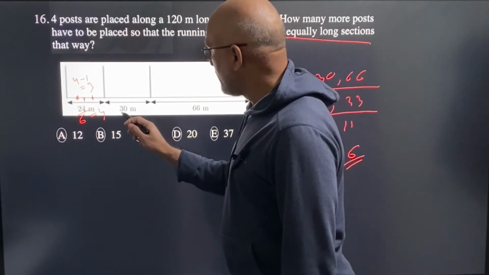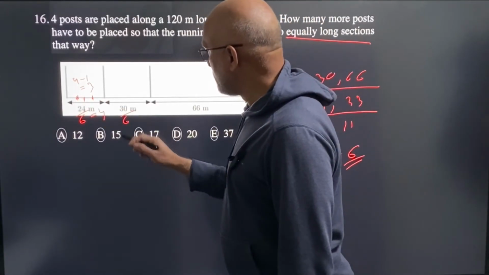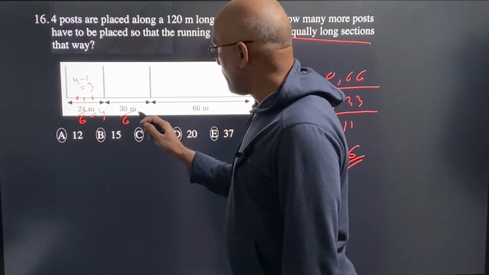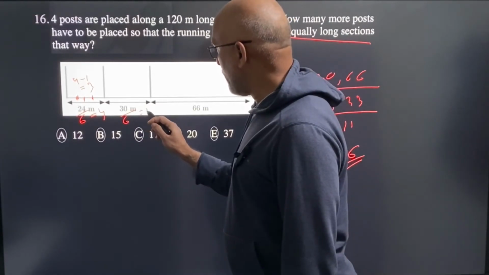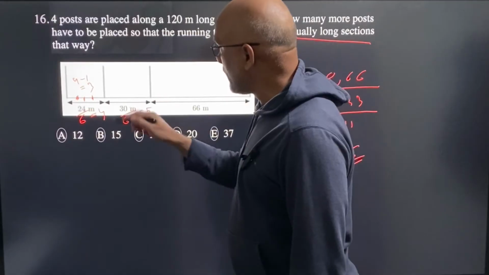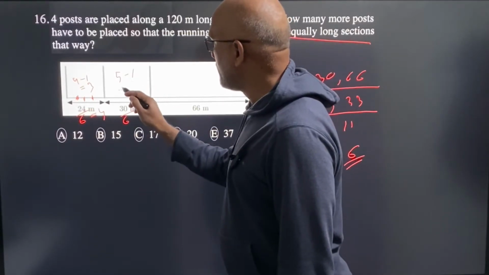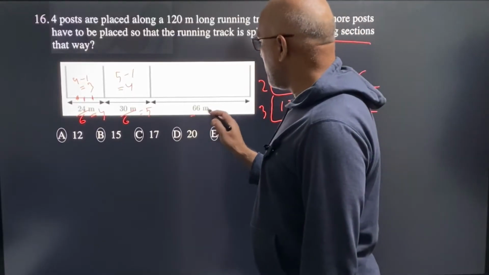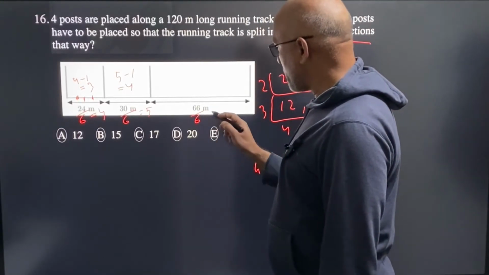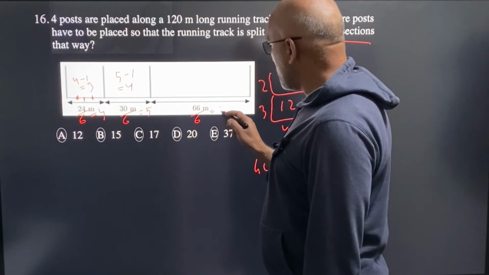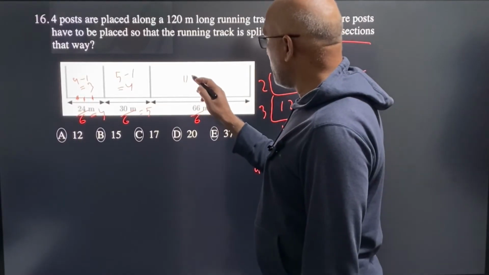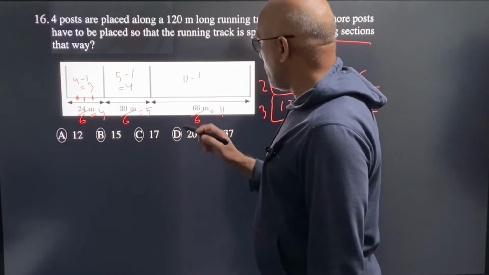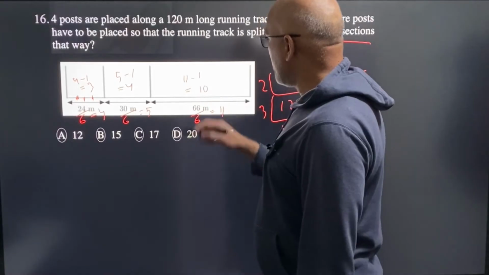Similarly, if I divide this into 6 meter long segments, I will have 5 segments, but I will need one less. So 5 minus 1 is equal to 4 more posts I need here. Similarly, here, if I divide it into 6 meter long segments, there will be 11 segments, but I will need one less because they are already at the boundary. So I will need here 10 posts.